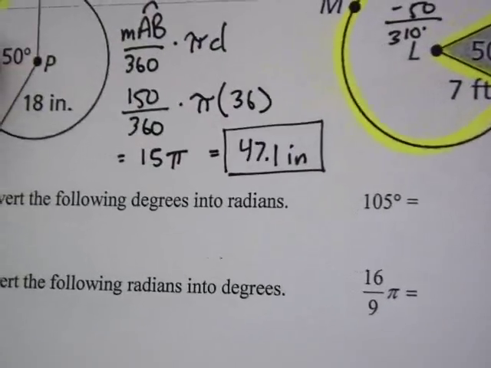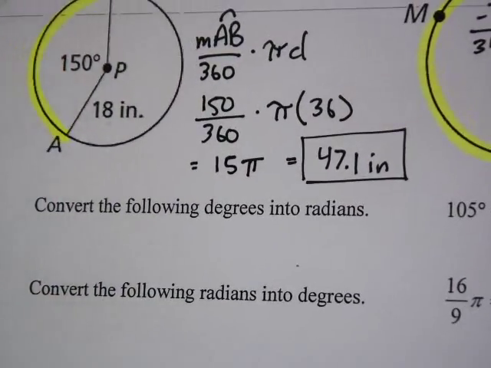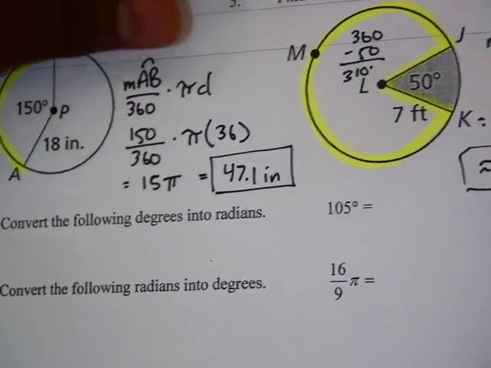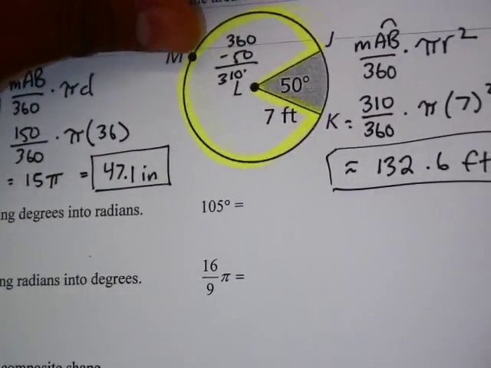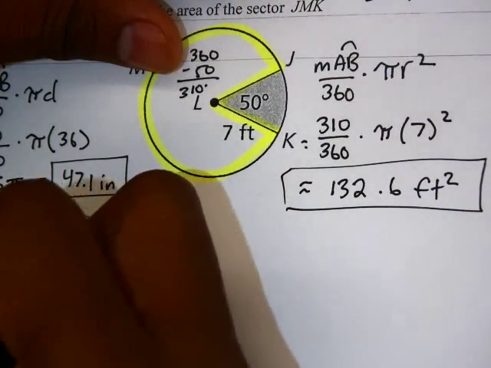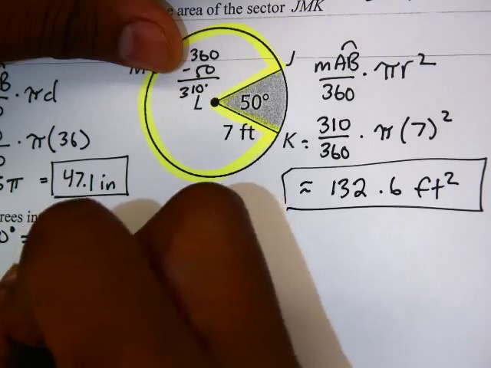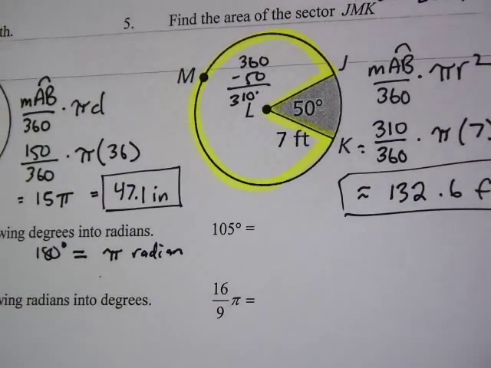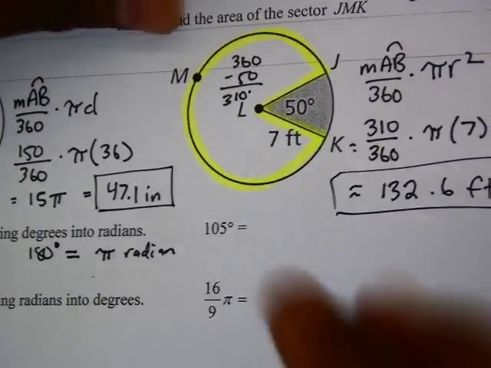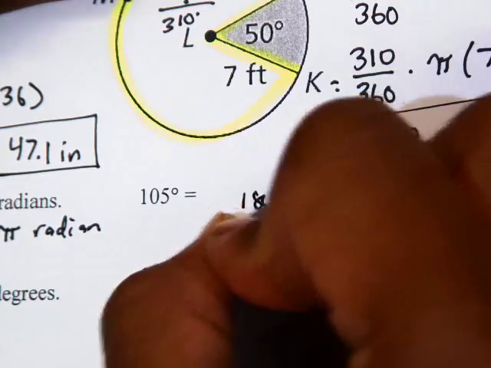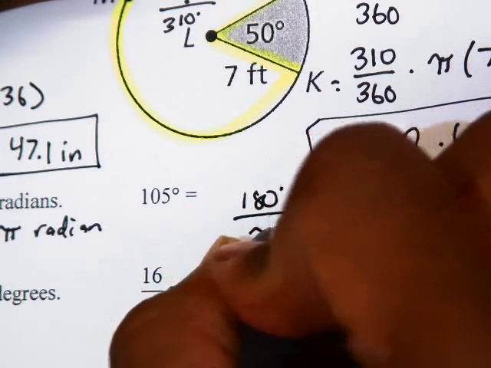And number 5, I'm converting from degrees to radians and radians to degrees. So I need to make sure I remember that the key conversion rate is that 180 degrees is equal to 1 pi radians. And that's what we need to use to convert. So 105 degrees, well, let me set up a proportion. I know that 180 degrees is the same as 1 pi radian.